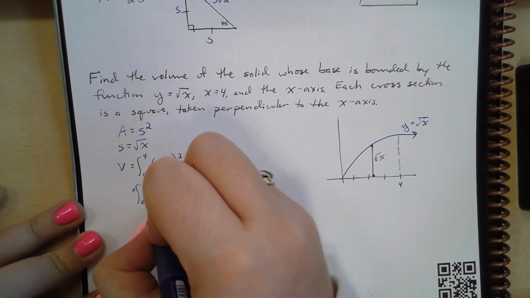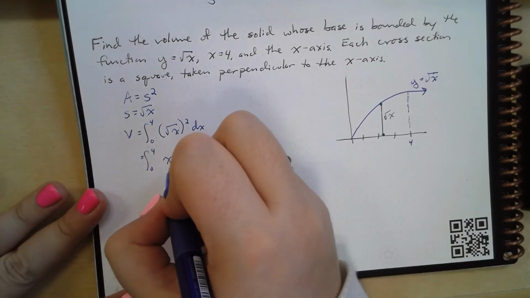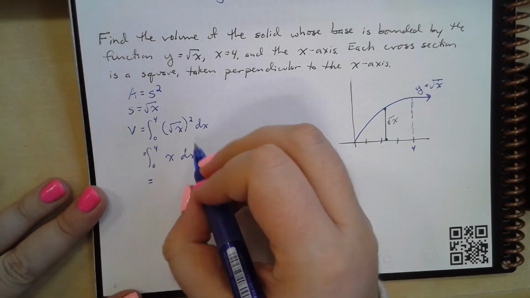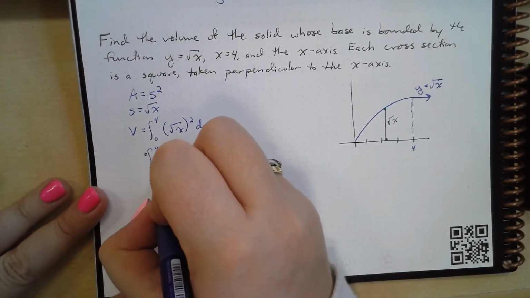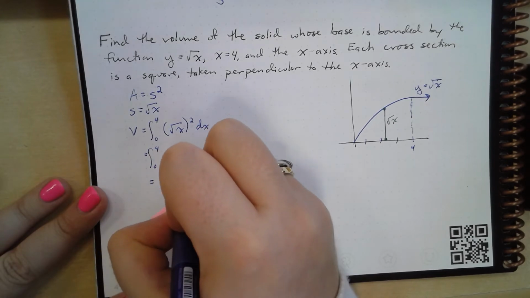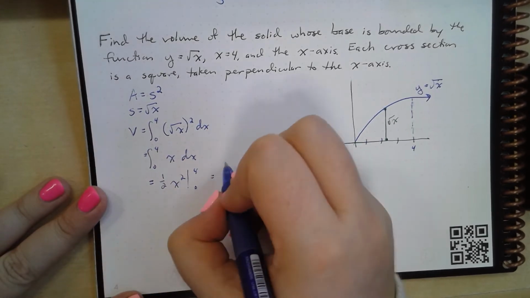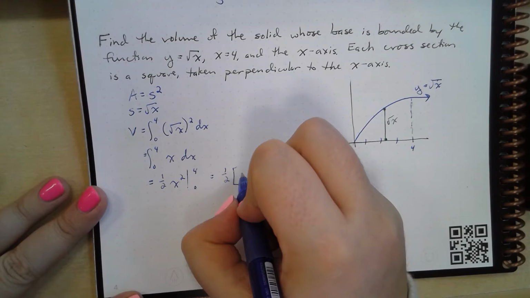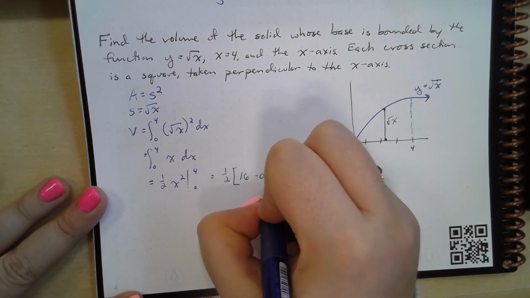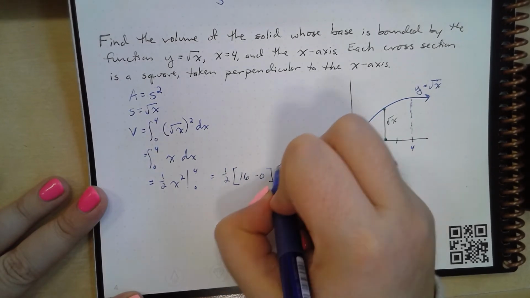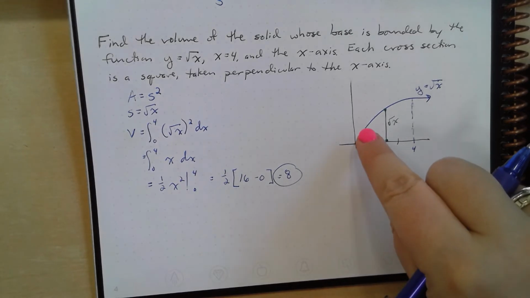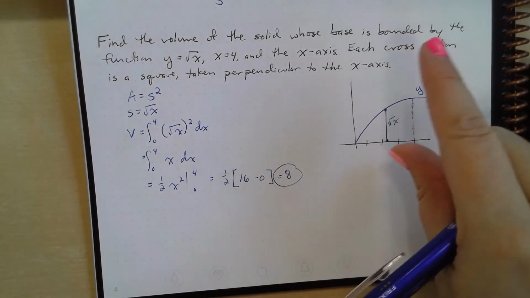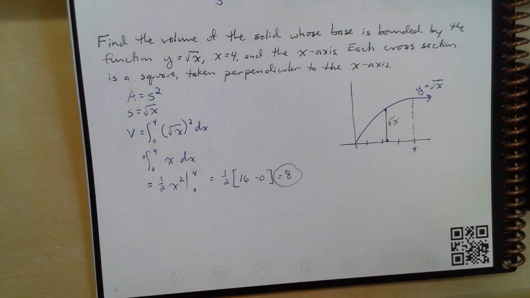And now we can just integrate as normal. So we have the integral from 0 to 4 of x dx. That's going to be equal to 1/2 x squared evaluated from 0 to 4. So we're going to have 1/2 times 16 minus 0, which equals 8. That's it. So the volume of the solid created here with a bunch of squares would be 8.